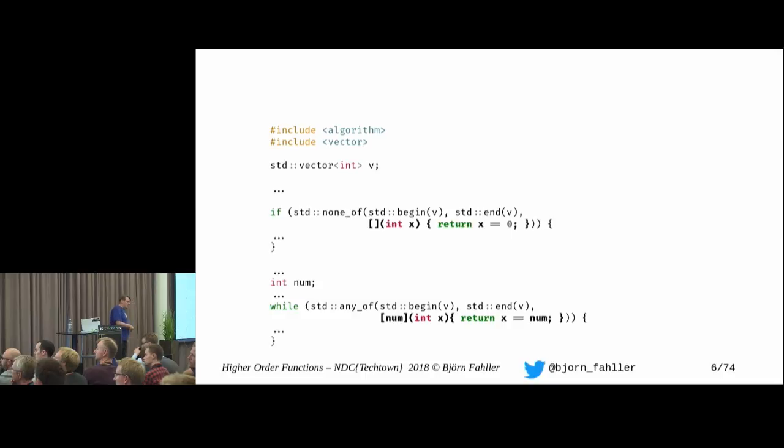And then we continue with our program. We write some more stuff. We have another algorithm from the standard library, any_of. It also takes something callable, in this case, a lambda. Everything clear so far, nothing very surprising.